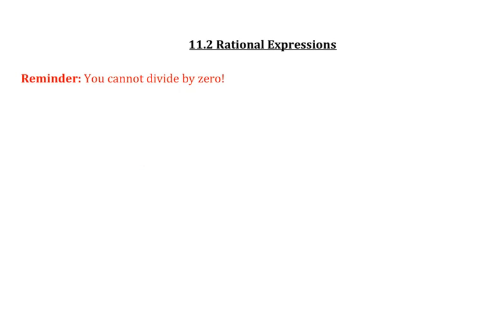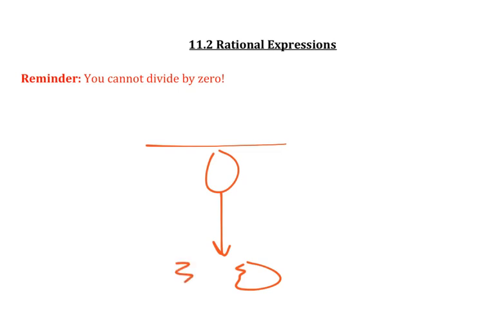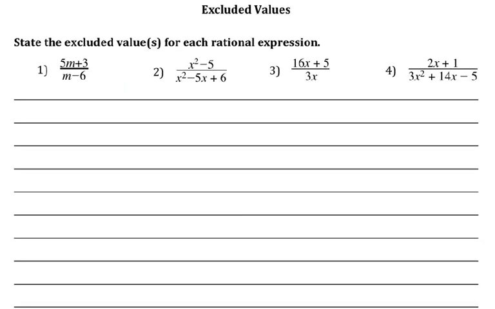Now, sometimes people remember this by talking about an egg. A 0 in the numerator is totally fine because it's not going to roll off the edge of a table. However, a 0 in the denominator would fall, crack, and spill out the contents inside.